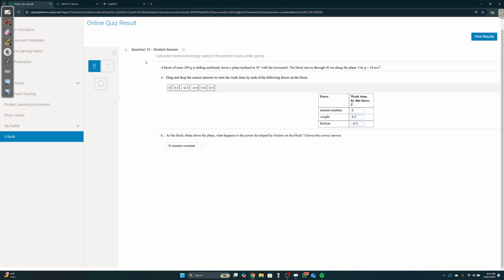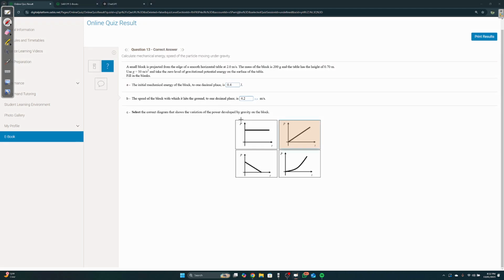Question 13. A small block is projected from the edge of a smooth horizontal table at 2 meters per second. The mass of the block is 200 grams and the table has the height of 0.7 meters. So you can kind of say like this. This is your table, top of the table. Okay, and you have your block over here. Okay, and the height of the table is 0.7 meters. Perfect. Use g equals 10 and take the zero level of gravitational potential energy as the surface. So the surface of the table is the zero level.